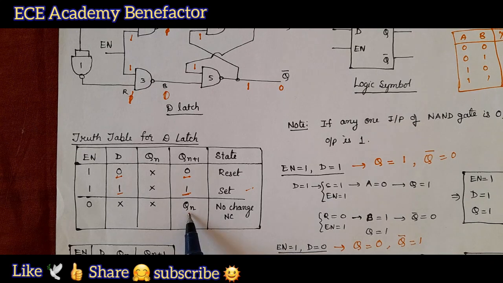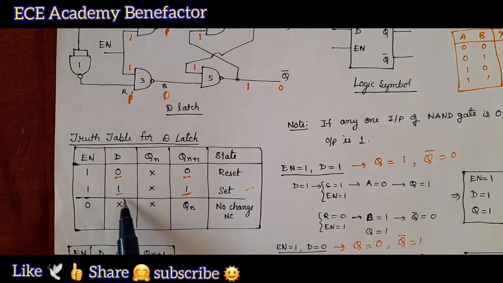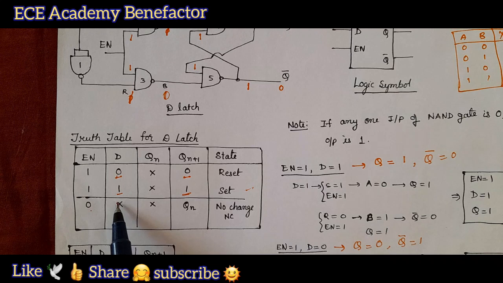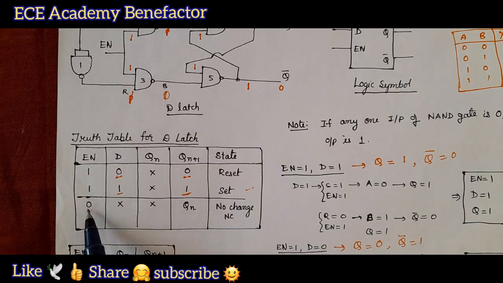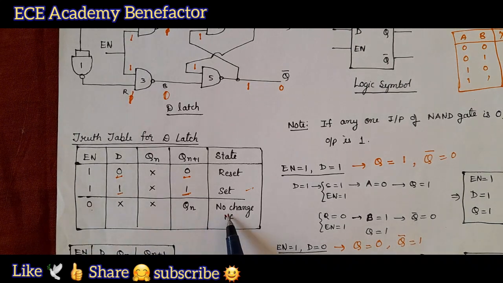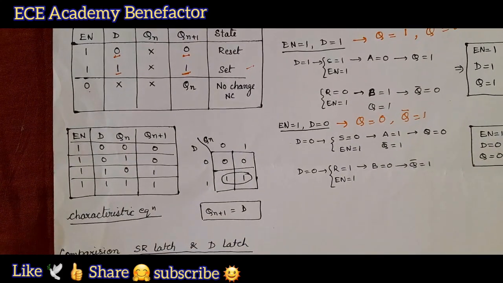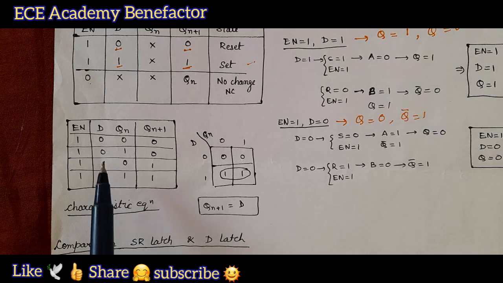So, what will be the next state showing? It will be showing Qn. So, when enable is 0, whatever you put here for D, whether it is 0 or 1, we kept it as don't care here. Okay. So, when the enable is 0, the state of the D latch will be the no change state, or we can simply write it in another form, this truth table like this.